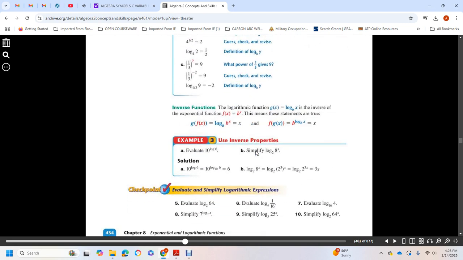Inverse function: the logarithmic function g of x equals log base b of x is the inverse of the exponential function f of x equals b to the x. This means the following statements are true. g of f of x, the logarithm base b of b to the x, is equal to x, and f of g of x, b to the logarithm base b of x, is equal to x.